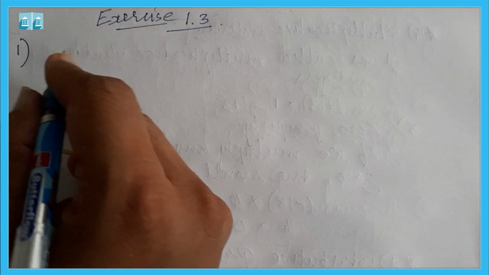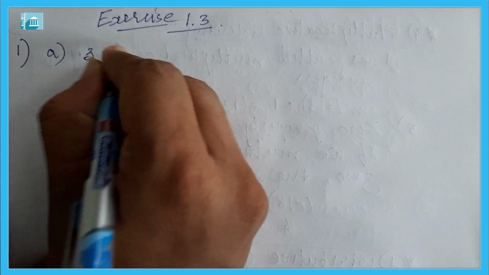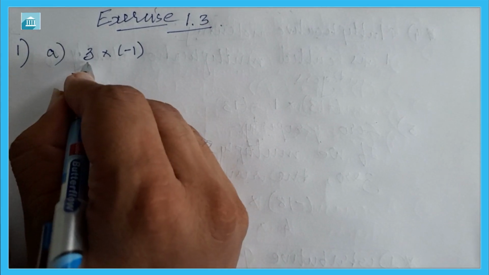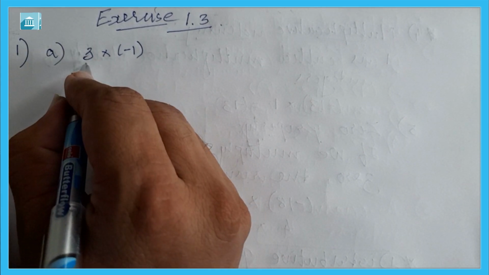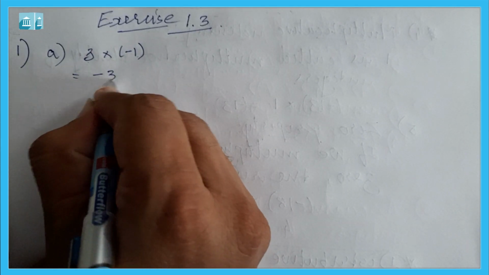Now let us begin exercise 1.3. In exercise 1.3, question number 1 is: find each of the following products. It is given 3 into minus 1. Here one is positive, one is negative, so the result will be negative. 3 ones are 3, so minus 3.